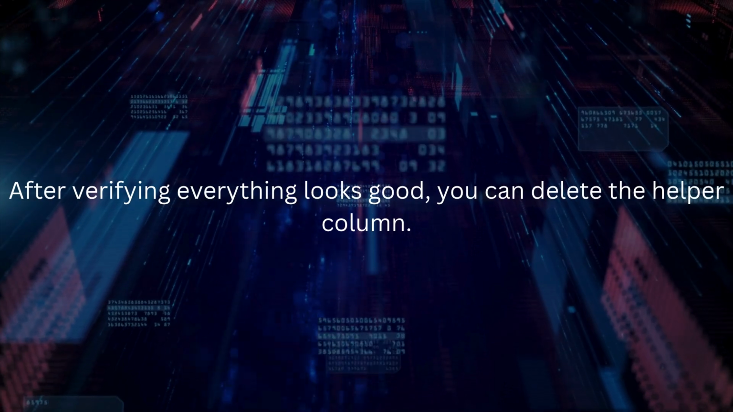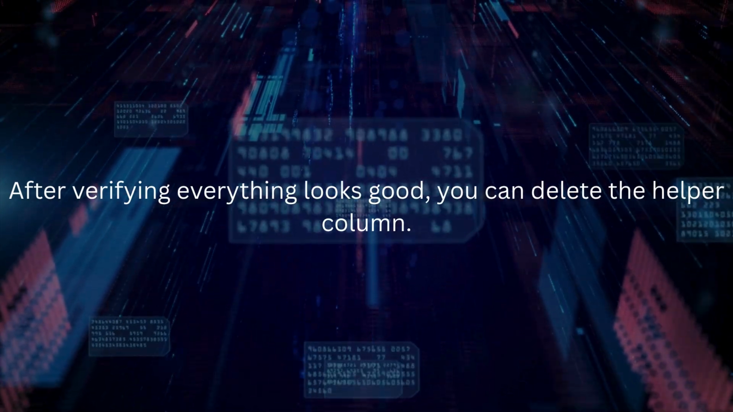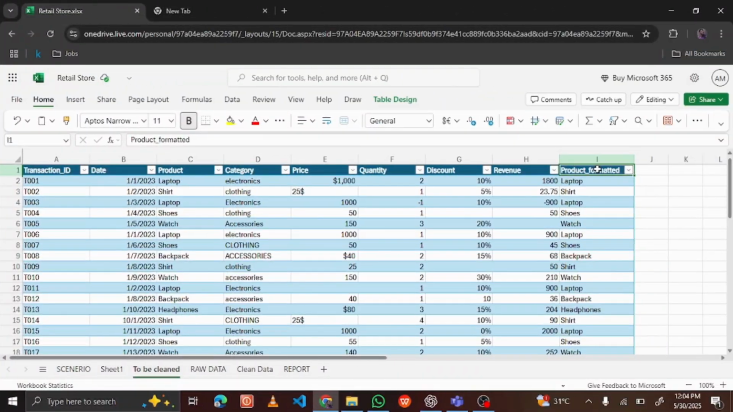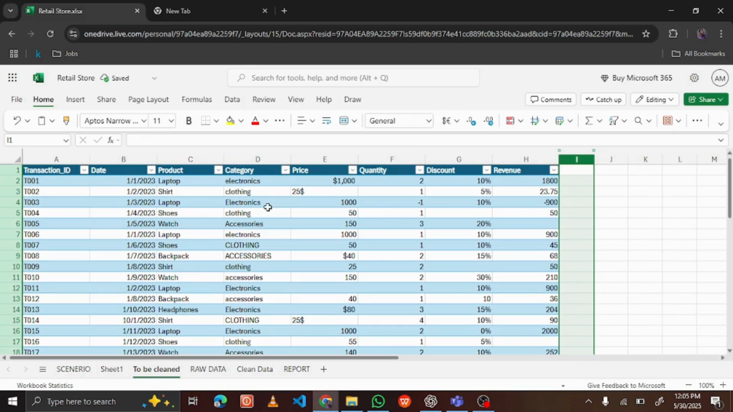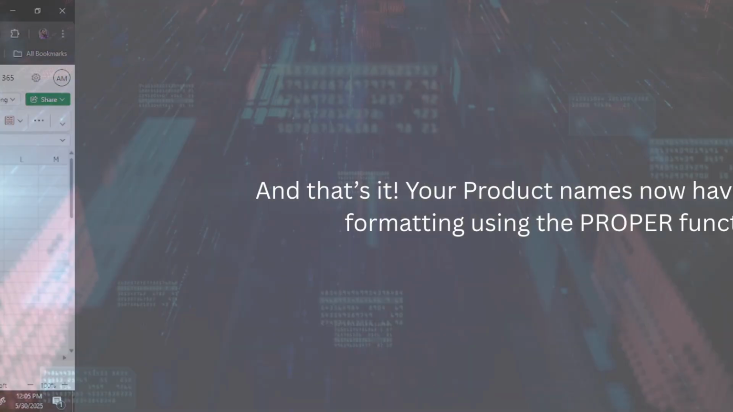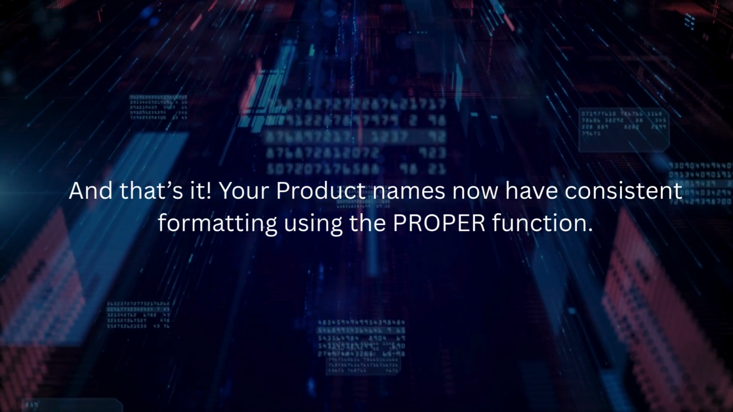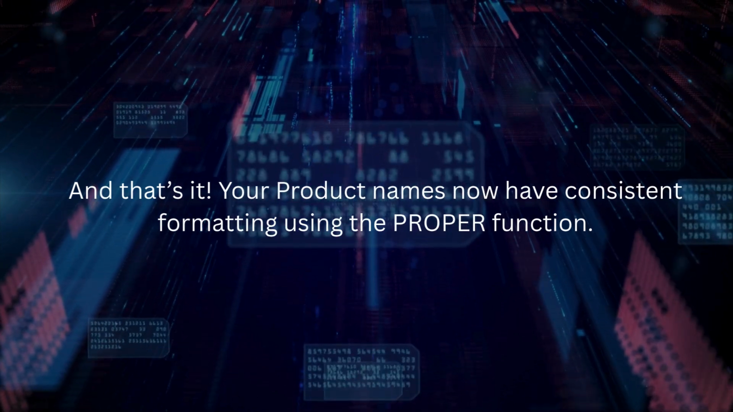After verifying everything looks good, you can delete the helper column. And that's it. Your product names now have consistent formatting using the proper function.